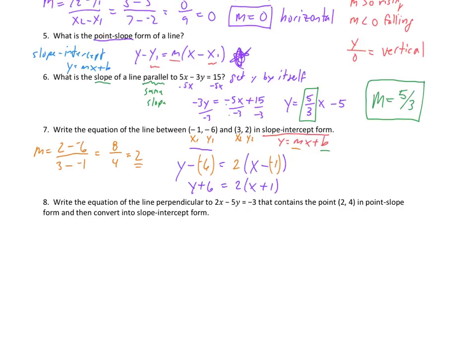If we go ahead and get this into slope-intercept form by getting y by itself and simplifying the right-hand side, I'm going to distribute that 2. So it gives me y plus 6 equals 2x plus 2. And I subtract that 6 from both sides. So y equals 2x minus 4. There's the equation of the line that goes through the 2 points they gave us.